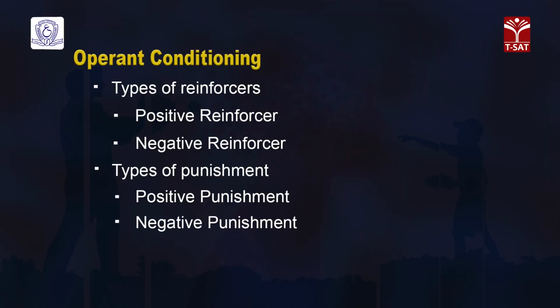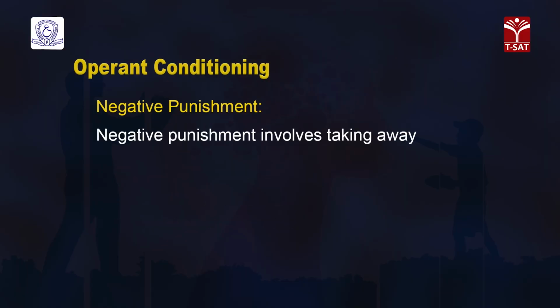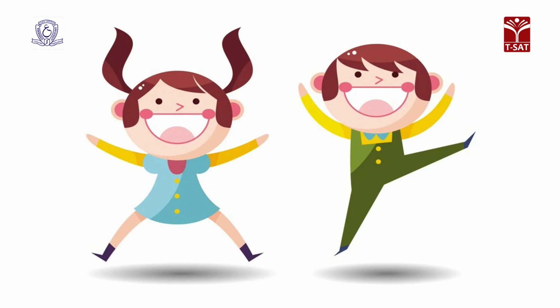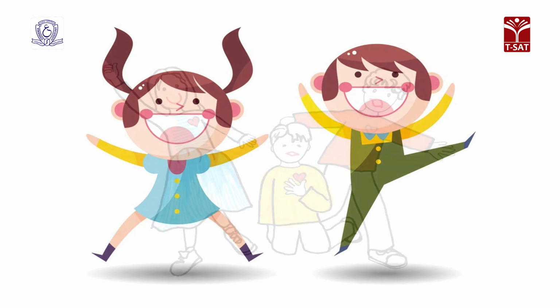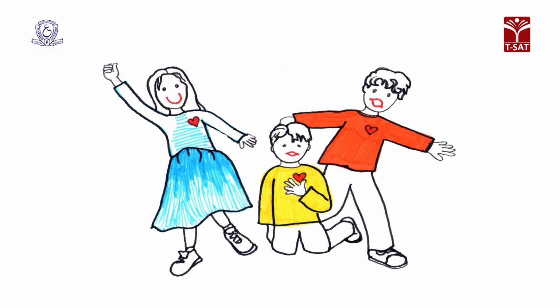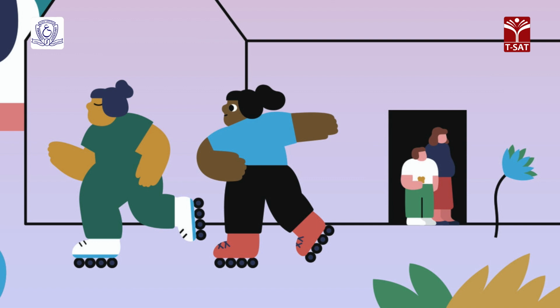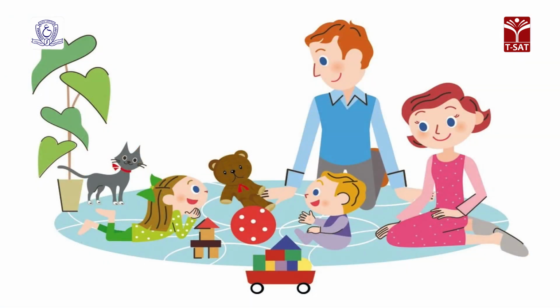Negative punishment. Negative punishment involves taking away something pleasant after a behavior occurs. For example, if children fail in exams, parents don't allow children to play outside and meet their friends. To reduce the undesirable behavior, they would introduce negative punishment on the previous behavior.